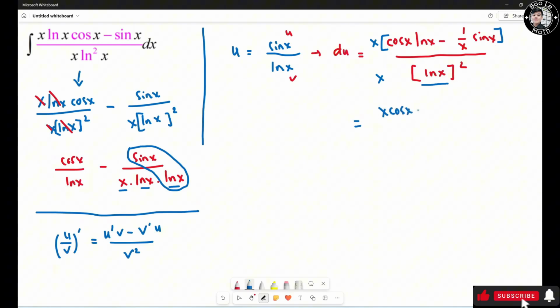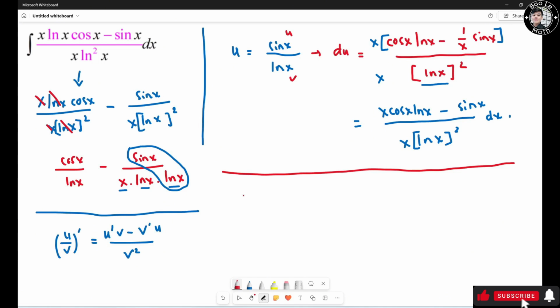cosine s times natural log of s, right? Minus s times this one, which is going to cancel out, right? So we have sine s left, right? Over s times natural log of s altogether squared ds, right?